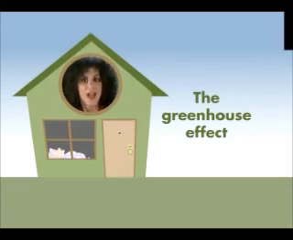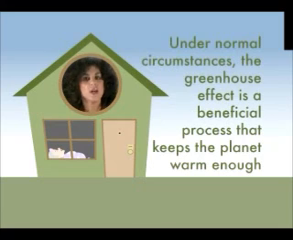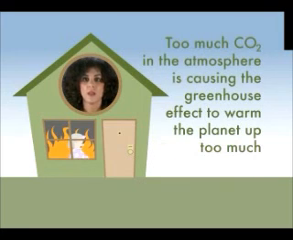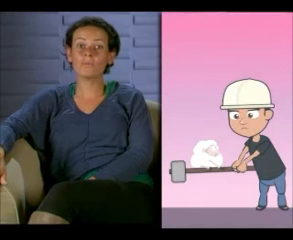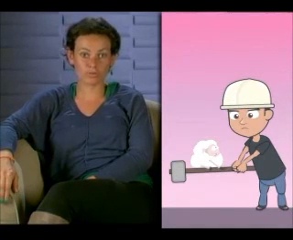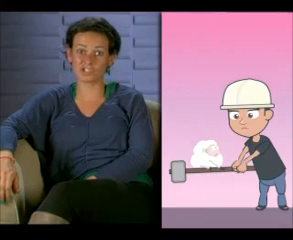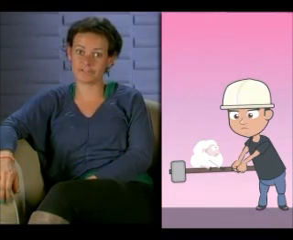You see, extra carbon dioxide in the atmosphere kicks a natural process called the greenhouse effect into overdrive. Under normal circumstances, the greenhouse effect is a beneficial process that keeps the planet warm enough to support life. But too much carbon dioxide in the atmosphere is causing the greenhouse effect to warm the planet up too much. Global warming is an example of how natural Earth processes can get thrown off kilter due to human interference.